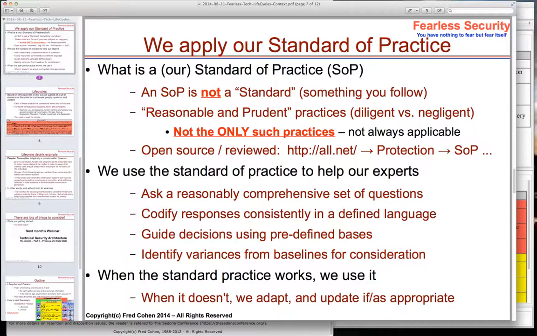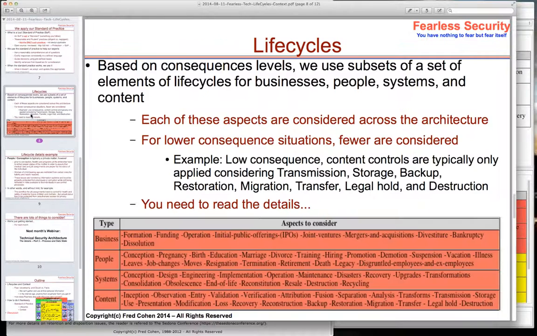But if it's something we think is going to recur, then what we do is we try and update the standard of practice. And we've been doing this for many years. And we have peer review in the community. And of course, it's available for anybody to look at. So we welcome your review as well at any time.